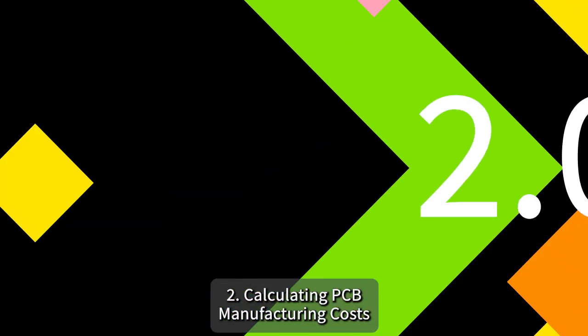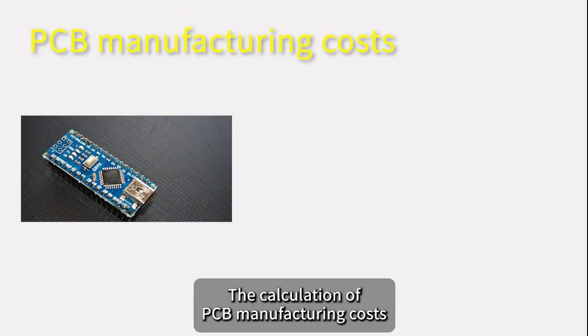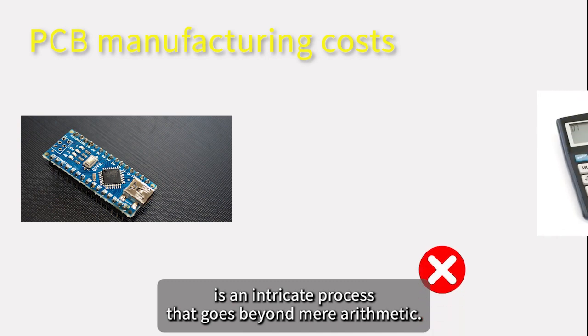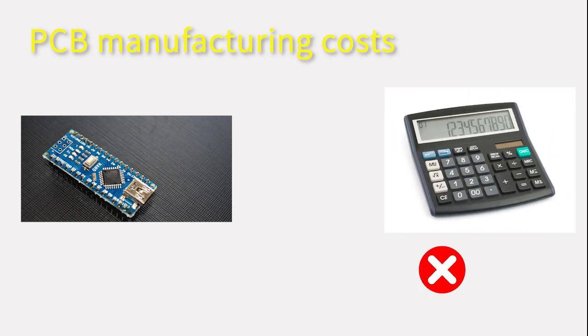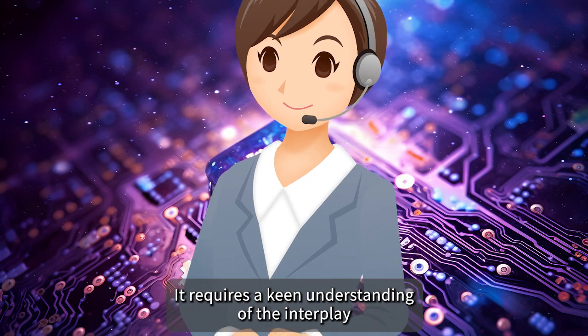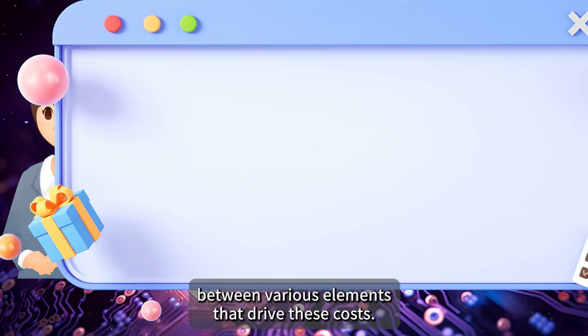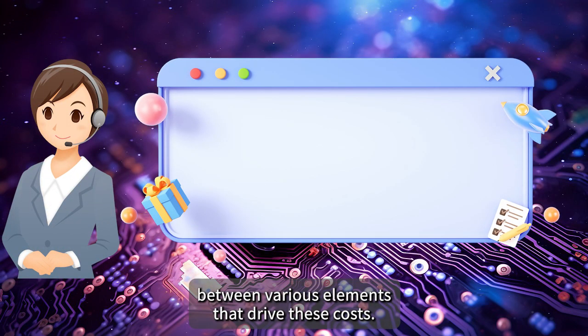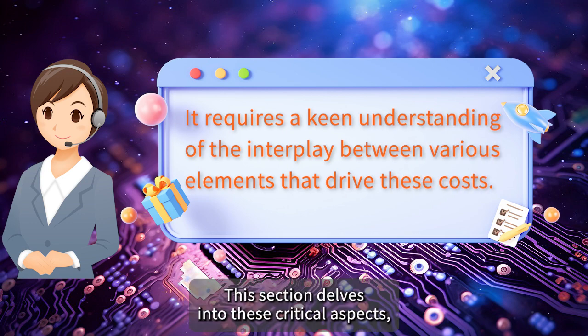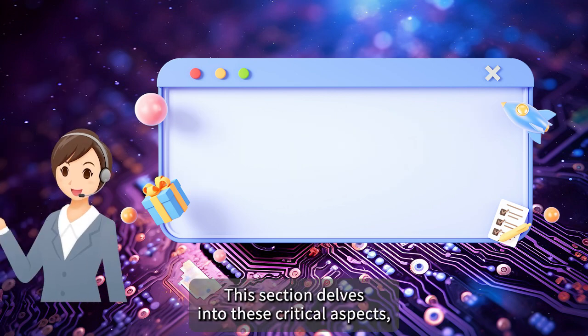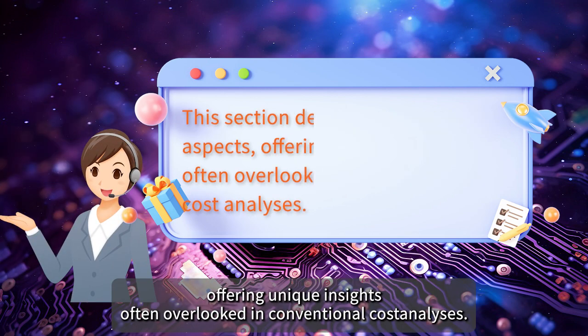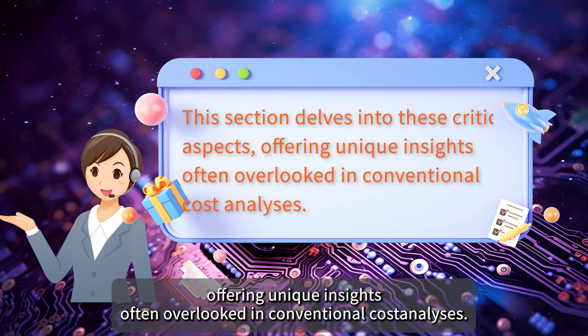2. Calculating PCB manufacturing costs. The calculation of PCB manufacturing costs is an intricate process that goes beyond mere arithmetic. It requires a keen understanding of the interplay between various elements that drive these costs. This section delves into these critical aspects, offering unique insights often overlooked in conventional cost analyses.